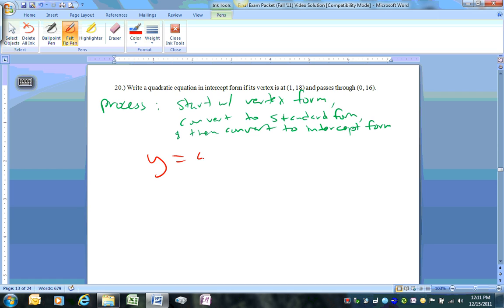Vertex form is this, and you see 5 letters here, right? You see an X, a Y, an H, a K, and an A. Well, I already know H and K. So that's half the battle. And I can use this x and y to solve for a.